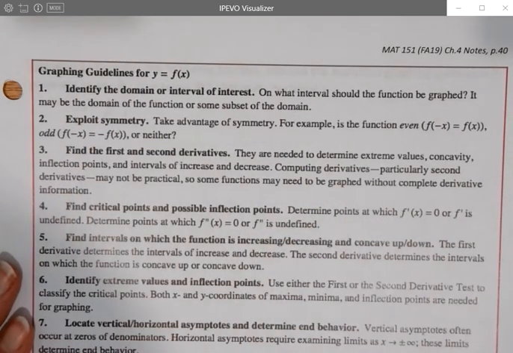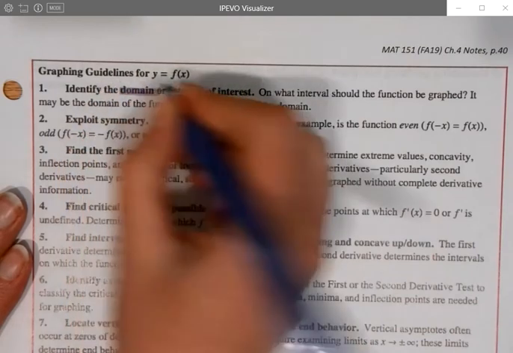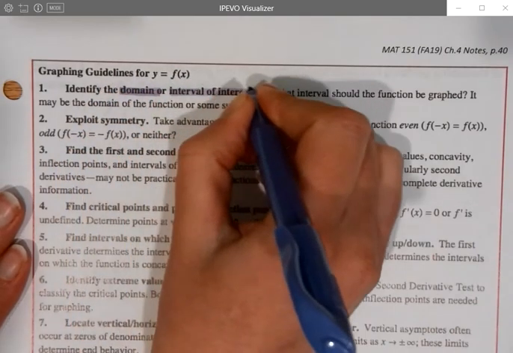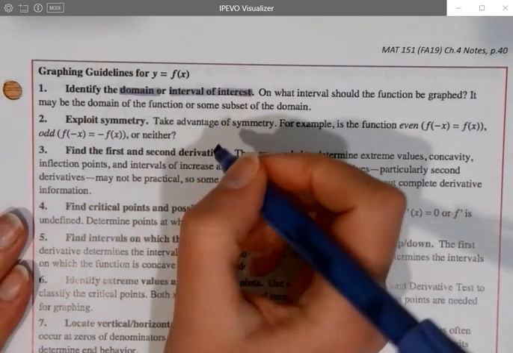So here's what we really are looking at here for the things we want to find. We want to find the domain or interval of interest. They may not be the same, depending on if the domain is restricted or if there is an interval that displays the graph better than others. So keep that in mind.